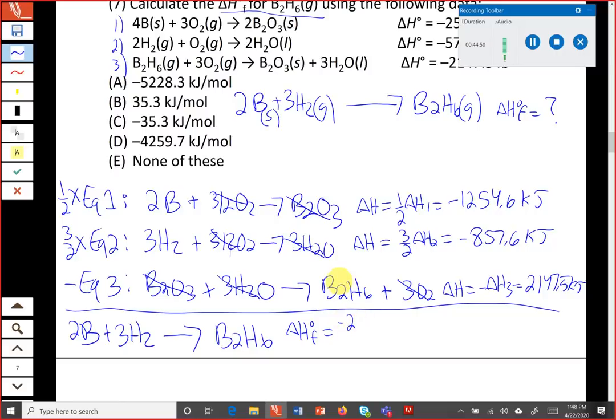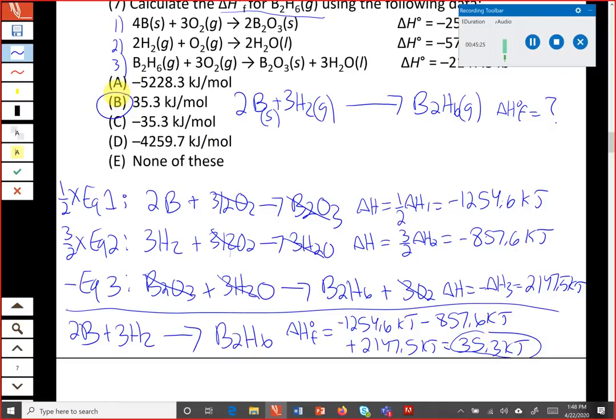Minus 12, minus 857.6 and then plus 2147.5, and so we get positive 35.3 kilojoules. Sorry, I left out some units. Kilojoules, those are all kilojoules. So we're just adding these three numbers together. And so we get 35.3, which matches up with answer choice B up here.